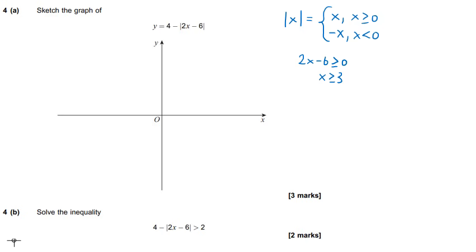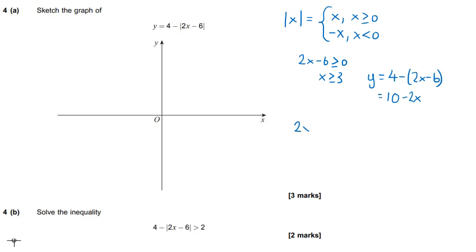then in that case, y is equal just to 4 minus (2x minus 6). So we don't change anything. We just remove the modulus bars and put the brackets in its place. And if you solve that, we've got 4 minus minus 6, which is 10, so 10 minus 2x. So we'll come back and draw that in a moment.